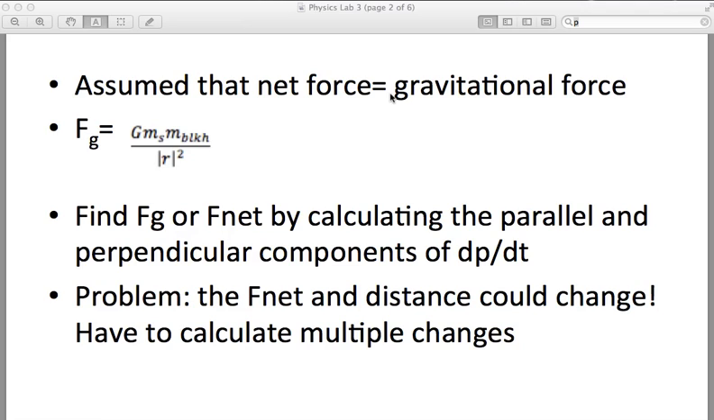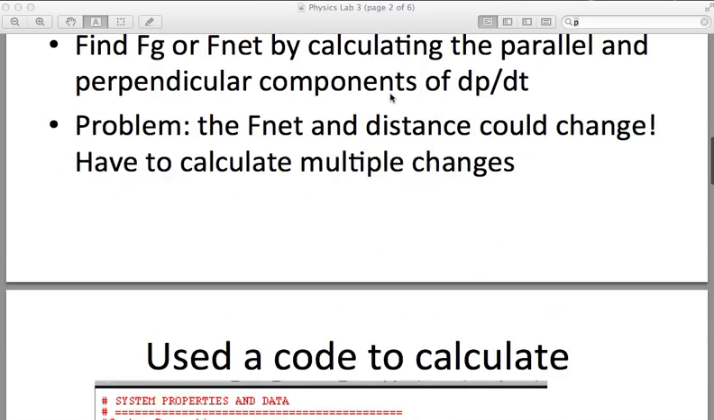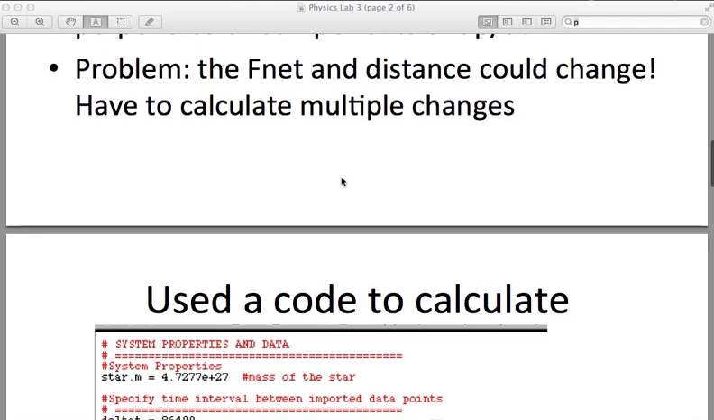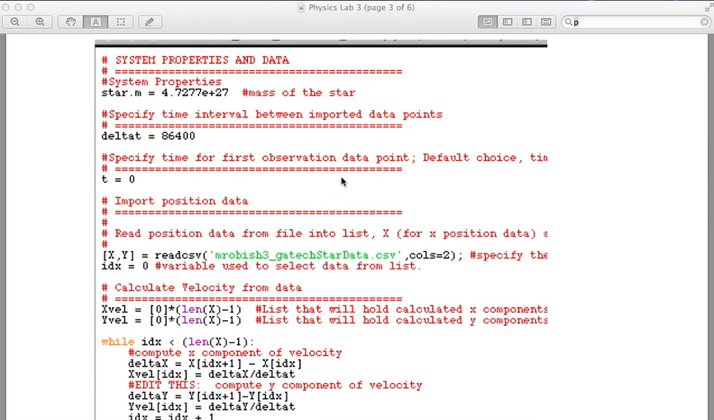However, there's a problem here because for the different values in the CSV file, the F net and potentially the distance could change. So we have to calculate the mass for each point and then find the average and the standard deviation. In order to do this efficiently, we used a code.